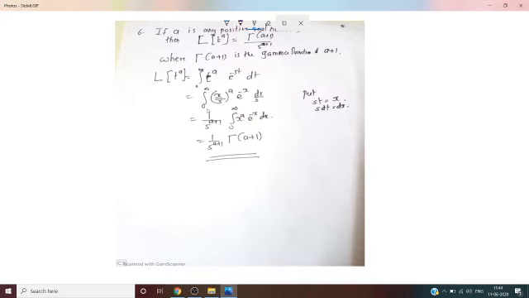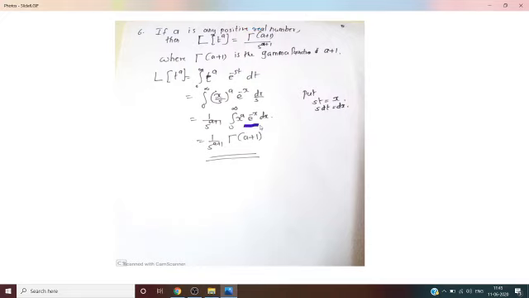That is equal to integral 0 to infinity. Put s into t equal to x. Then differentiate, s dt equal to dx. Substitute x in place of st, and in place of dt we put dx by s. Then s is a constant, so it can be taken outside. Then 1 by s raised to a plus 1 integral 0 to infinity x raised to a into e raised to minus x dx.